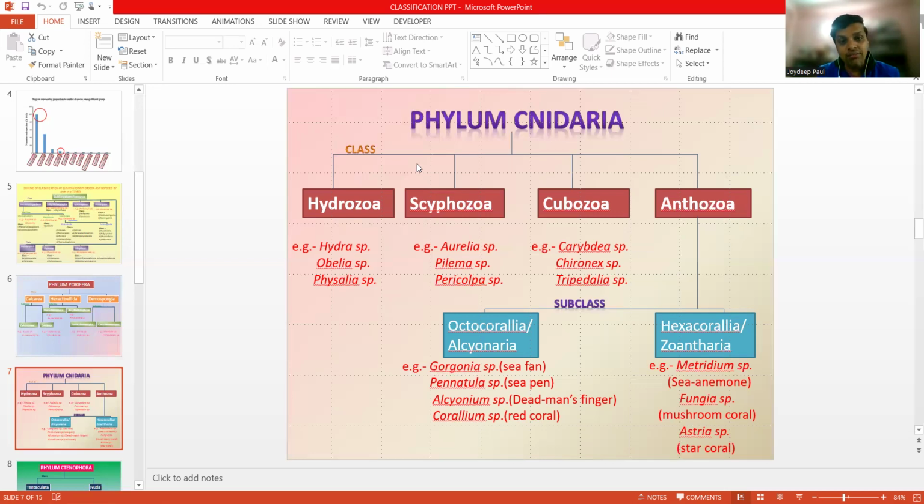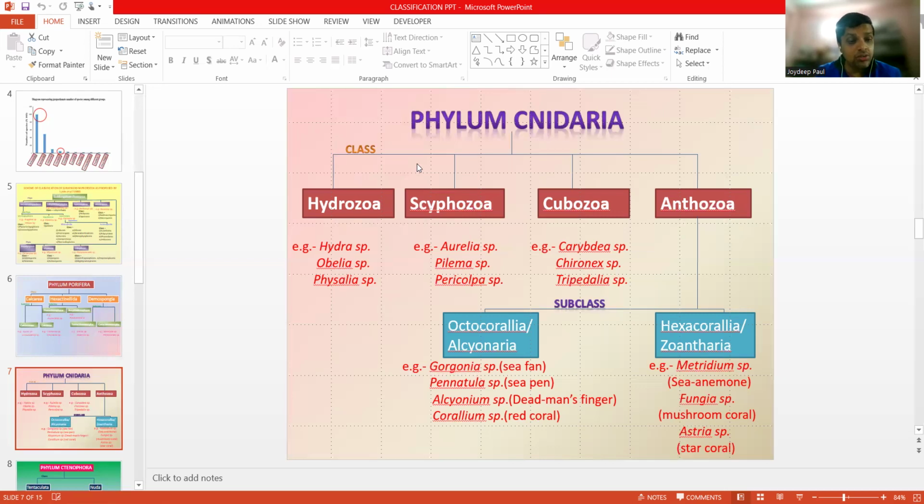Class Anthozoa can be further subdivided into two subclasses. Subclass 1 is Octocorallia and the second one is Hexacorallia. Now, Octocorallia: the general characteristic points are polyp with 8 tentacles and 8 septa. Octa, definitely, belongs to 8. Also the presence of 8 septa or mesenteries. Tentacles are primarily branched.